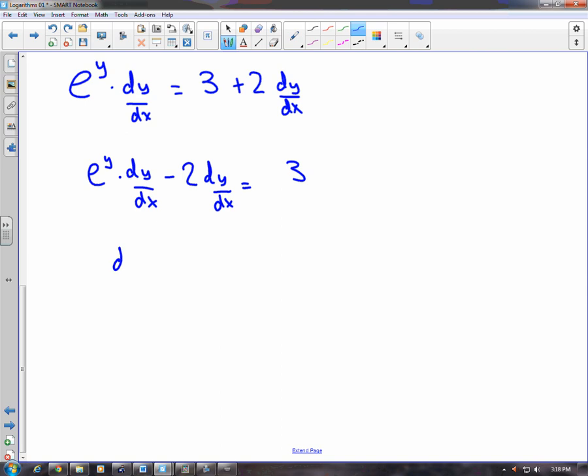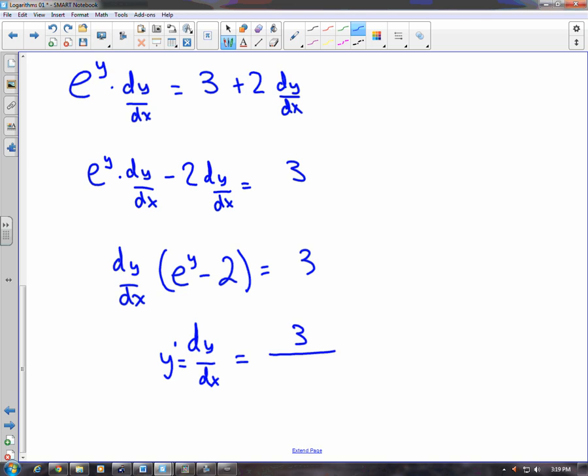Factoring out dy dx, we're going to get e to the y minus 2, and that's equal to 3. And so our derivative, and if you want, you can shorten that to just be y prime, is equal to 3 over e to the y minus 2. Okay.